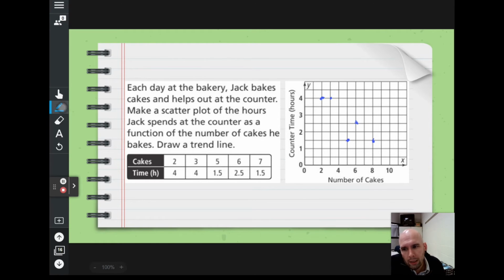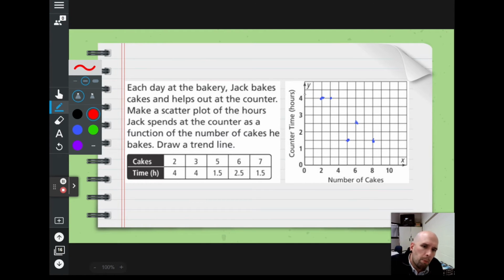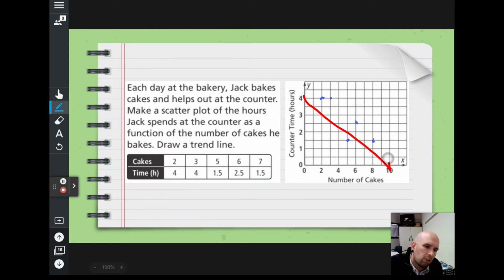My trend line is going to be a line that fits as snug in the middle here as humanly possible, so maybe something like that. Probably could have done a slightly better job. I like it. That works. Definitely a negative correlation. Not a perfectly straight line, though. But I like it.